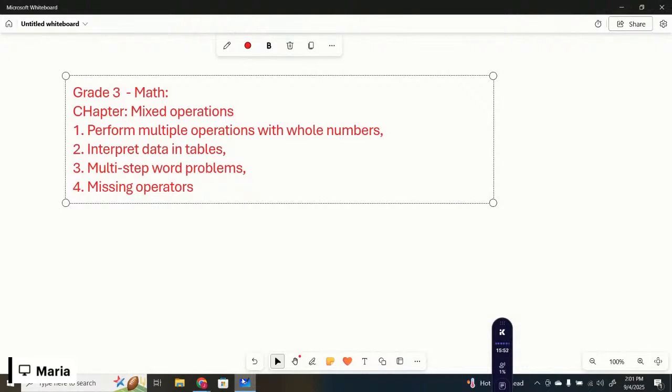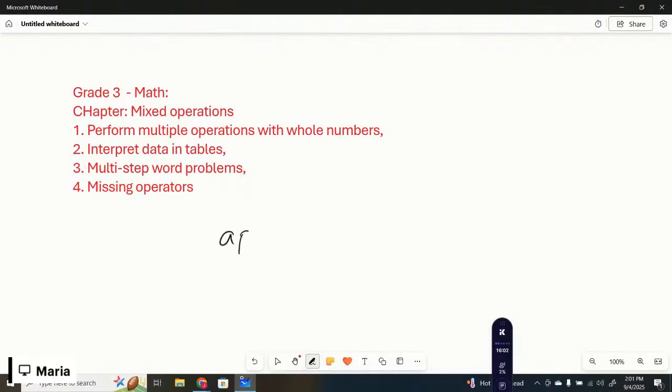We are here for grade 3 math. You can find all the lessons on aplusstudents.com. You have to log in there using your email address and password.